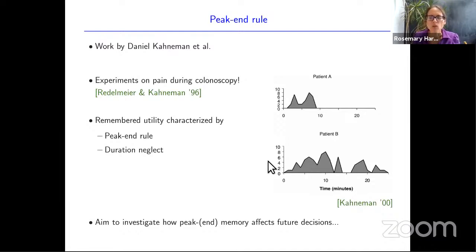And what they found was that they could predict very well this retrospective evaluation just by taking a straight mean of the peak, the worst bit of the experience, and the end. So we might look at these graphs and say, well, this is pain against time, so clearly patient B had a worse time because they've got more integrated pain. But it turns out in real life, it's not like that. Really, at least in this case, it's just the peak and the end that play a role. The length of the experience didn't seem to matter very much.